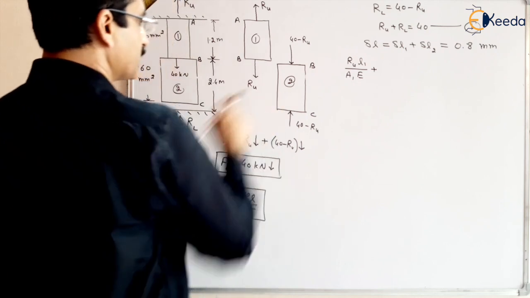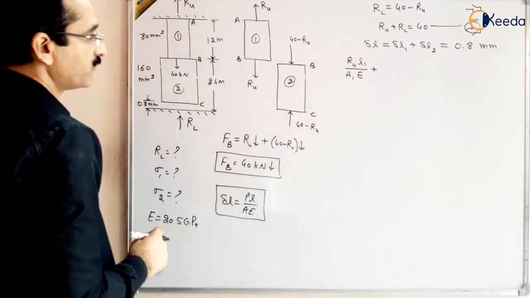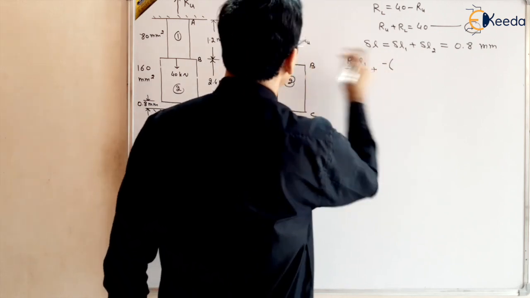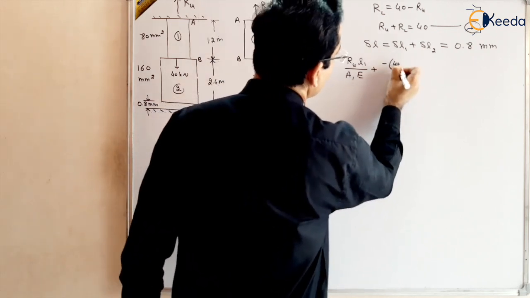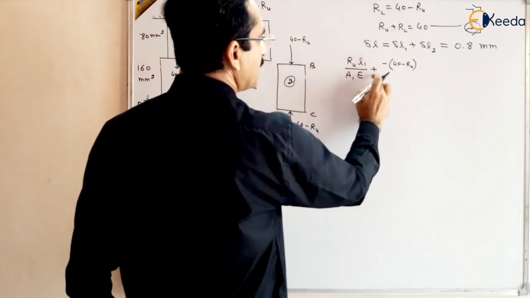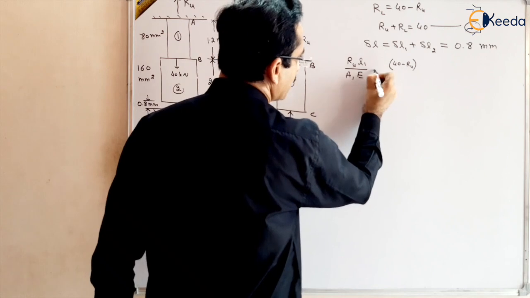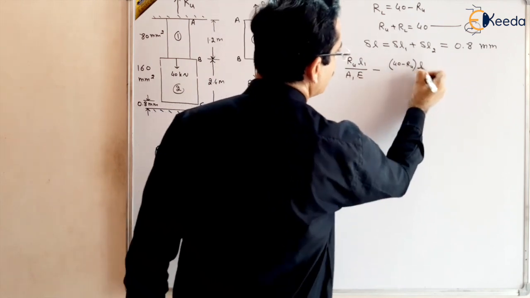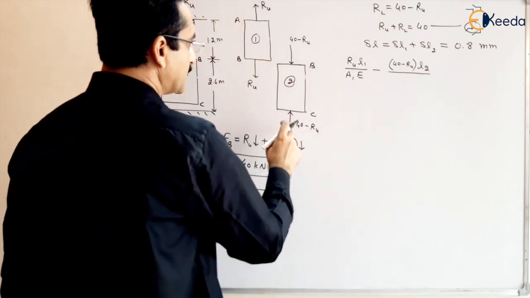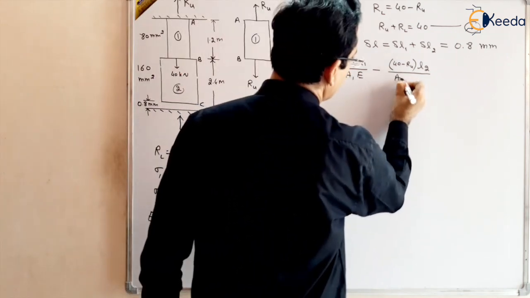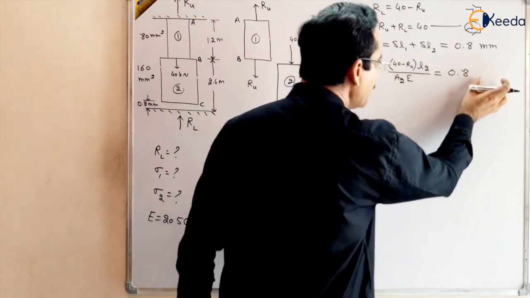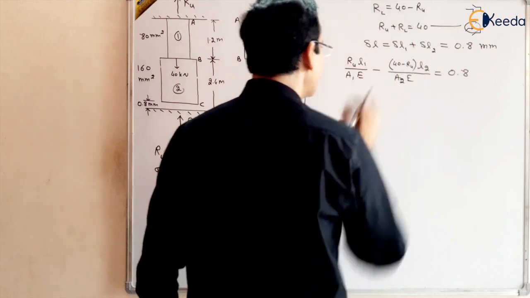This is compressive, right? So for compressive we have to take the negative. So negative of 40 minus RU. So the negative will come here, right? So I am writing here negative into L2 divided by A2, the area of this part, multiplied by E, and that should be equal to 0.8. We are taking it in mm, millimeter. So L1 and L2 we will take in millimeter.